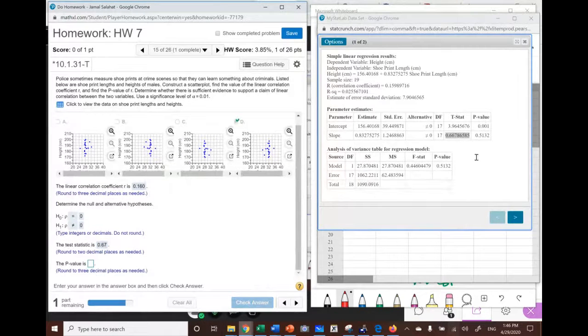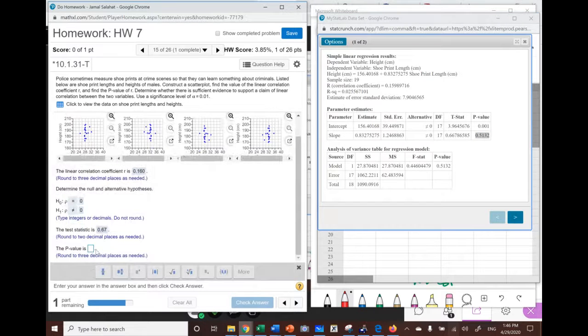The next thing is they ask us to find the p-value. The p-value is the value under p-value here and across from slope. So this is the p-value. It's not the top one, it's the bottom one. It's going to be 0.513, and again, I need three places, 5, 1, 3.